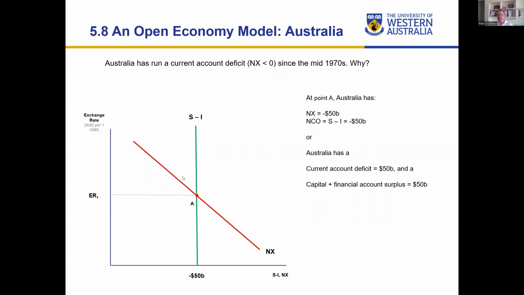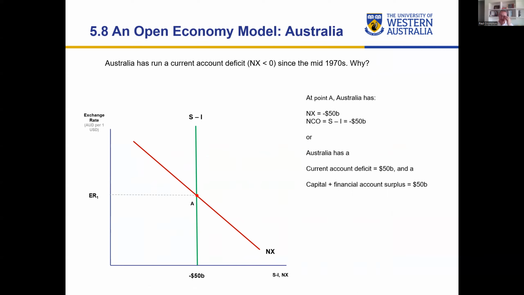Why am I doing that? Because it's convenient in the model to be able to switch between NX and current account balance when we're using this theoretical model to explain what might be going on in the real world. Okay, so I'm just doing that for simplicity. So that allows me to then say, at point A, we've got net exports of minus 50 billion, or we've got a current account deficit of 50 billion as well. It just allows me to say that.